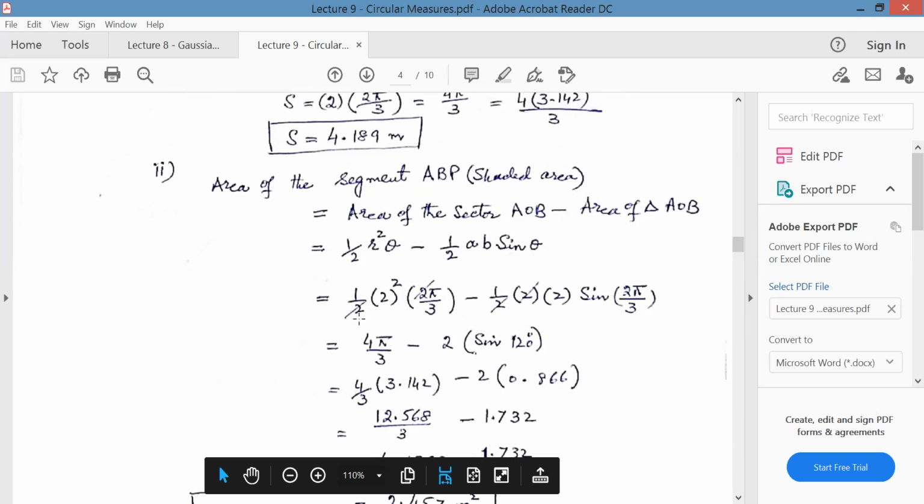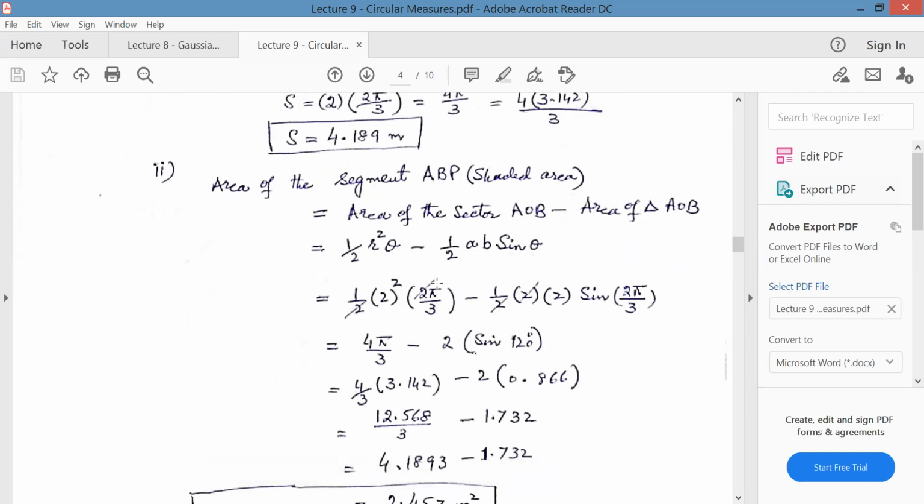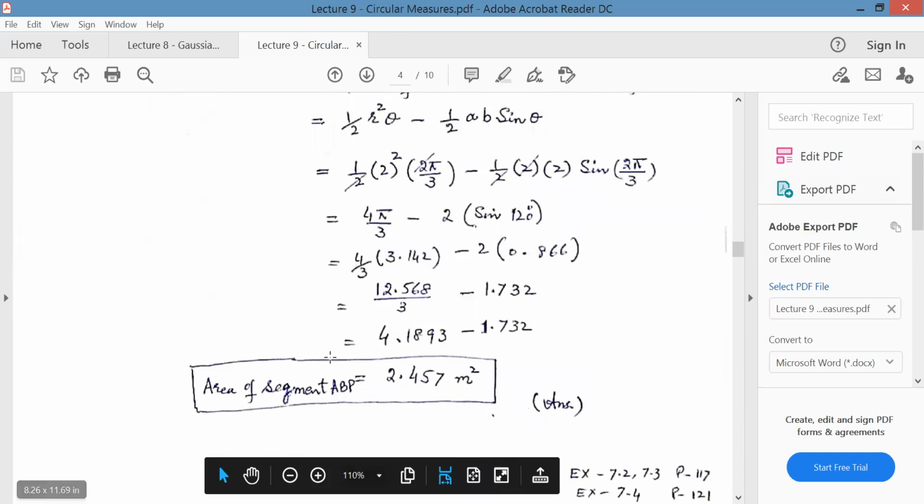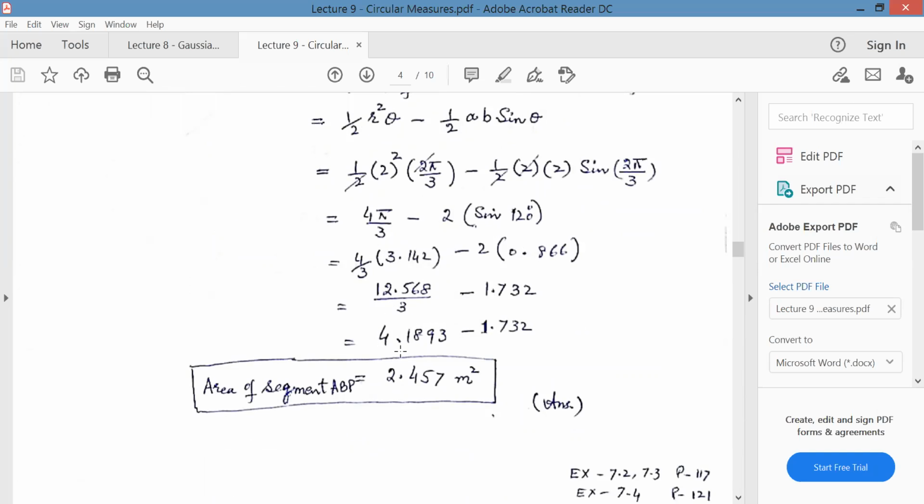And for the sector area, cancel this 2, so this will become 4 pi by 3. And for pi you put 3.142. Simplify, you are going to get the value as 4.1893. This is the sector area, and this is the triangular area. Subtract the triangular area, and you get the answer as 2.457 meter squared, because this is area. So be careful while writing the square, meter squared. Is it clear? I hope nothing is difficult for you.